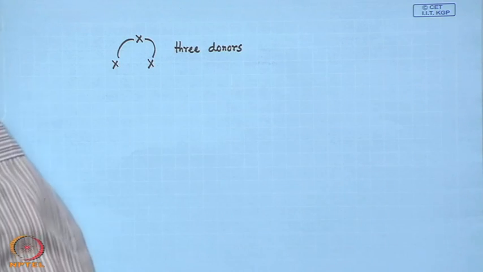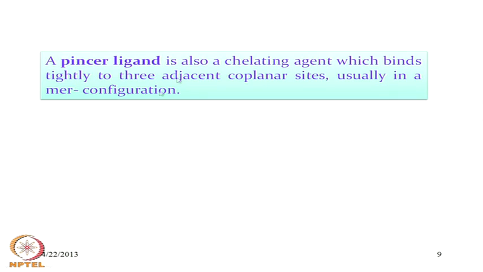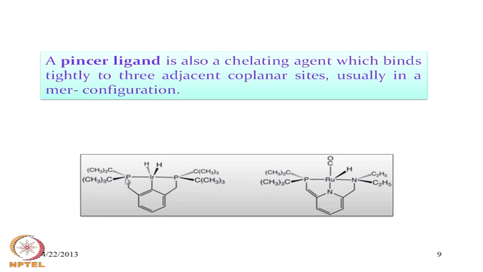donors, if they are available, and if these three are adjacent coplanar sites, that means one plane and the other plane are basically giving rise to a planar tridentate arrangement, not that it can move to some other plane, and usually it binds in a meridional configuration. That means an in-plane configuration is available for binding to the metal center. So, this particular ligand is one example of the Pincer ligand.